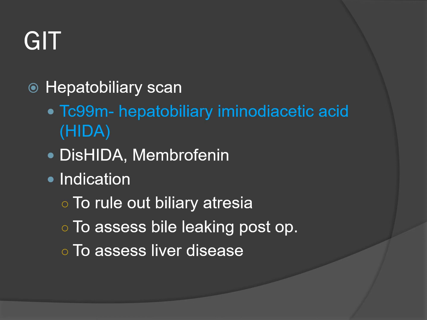If you have heard about neonatal jaundice, kuning, it is a yellowish discoloration of the face. Usually babies after delivery have this type of neonatal jaundice. But if the neonatal jaundice persists and the bilirubin level increases, usually they will try to rule out if there is any biliary atresia. Sometimes it is also used to assess bile leaking post operation and liver disease, but mostly nowadays we use it to rule out biliary atresia.